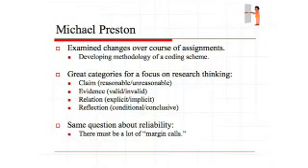So Michael examined changes over the courses of assignments. He's developing a methodology for a coding scheme. I thought they were great categories for a focus on research or scientific thinking. Claim, evidence, relation, reflection. It was a good combination of sort of scientific moves plus cognitive moves. Again, I have the same question about reliability. There's got to be a lot of margin calls. And so this will be an important thing to stabilize before you put all your eggs in the basket.